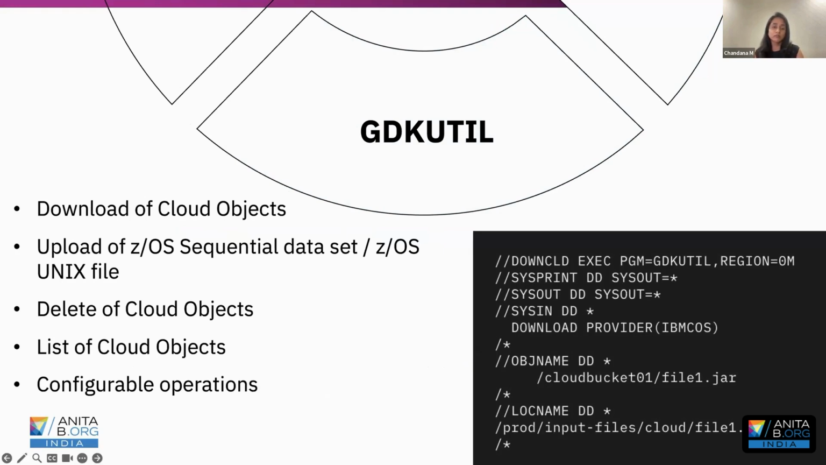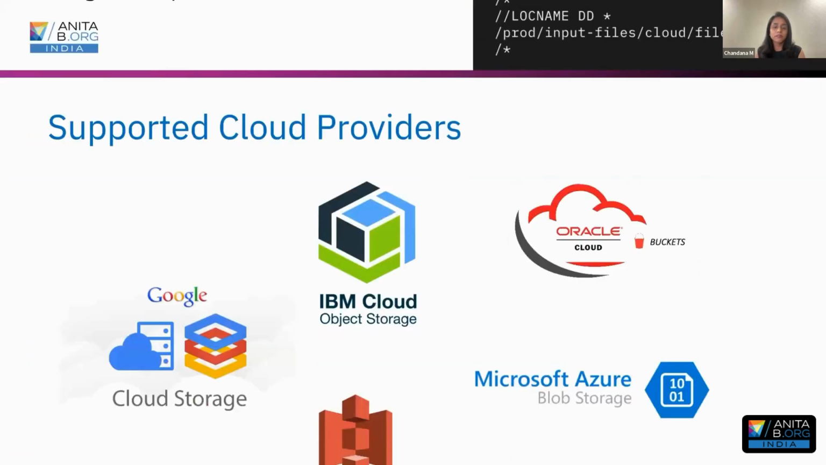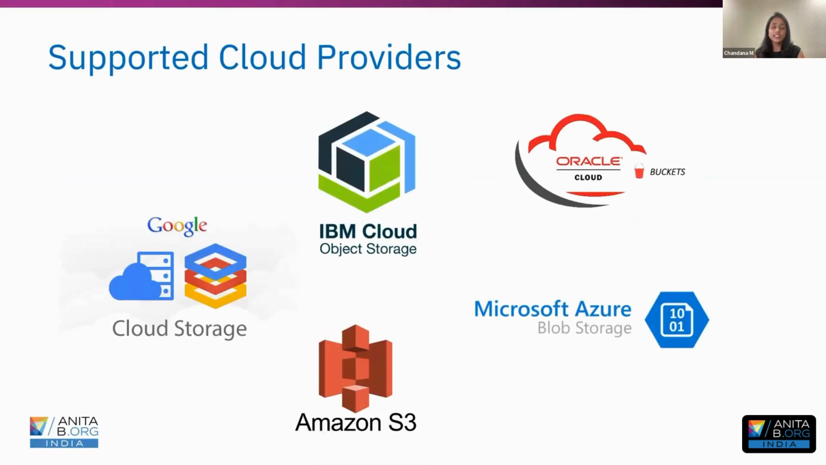So this is a language called JCL, Job Control Language, which can directly access the CDA APIs. So currently, we can support all of these cloud providers mentioned here: Google Cloud, IBM Cloud, Oracle, Amazon S3, and Azure.